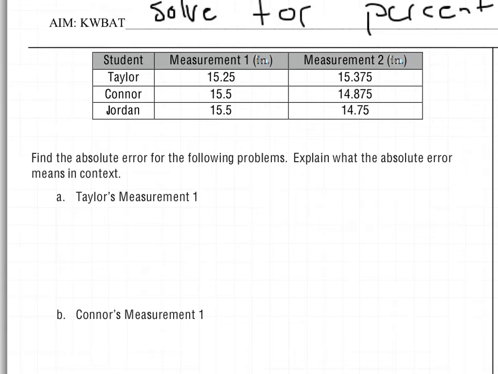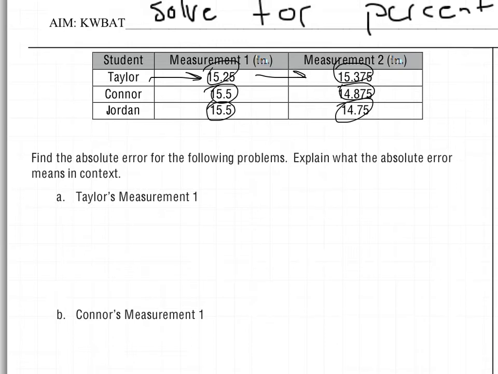As you can see when you look at their measurements, each of them measures it a little bit differently each time. Neither of them gets it exactly the same each time, and a lot of that has to do with how well they placed their ruler, the fact that the ruler doesn't quite make it all the way across, and some movement of the ruler. There are lots of places where a little bit of error can be created. So this is what each of them got. Taylor got 15.25, and then the second time got 15.375.